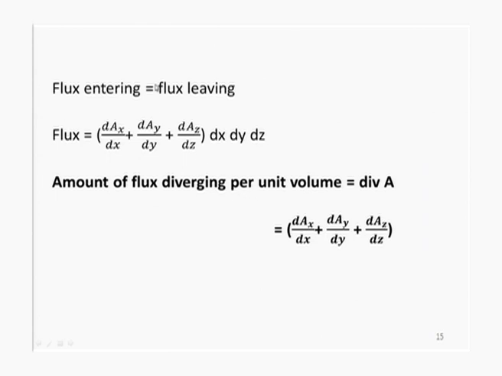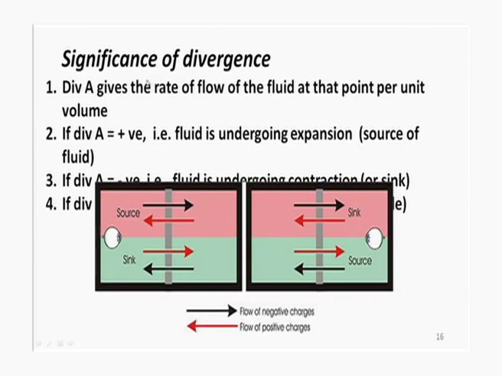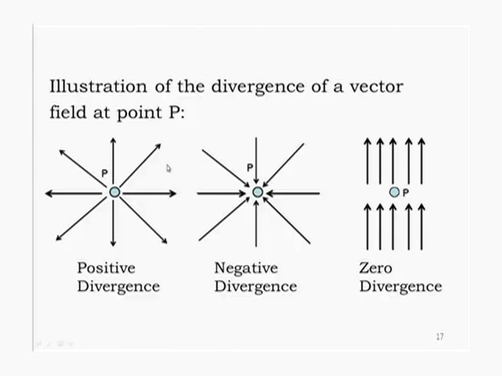The divergence A, as shown on the monitor, gives the rate of flow of the fluid at the point per unit volume. If divergence A is positive, the fluid is undergoing expansion, it is a source of the fluid. If the divergence A is negative, the fluid is undergoing contraction, going into a sink. If the divergence is not there, then you call it zero divergence. This is also a representation of the divergence. So, this is the positive divergence, this is the negative divergence, this is the zero divergence.